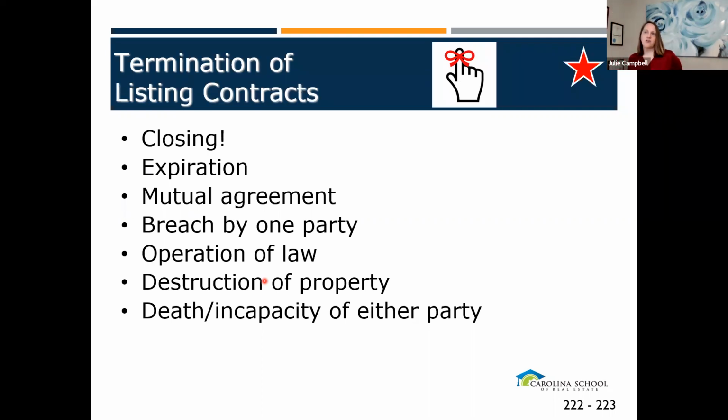Destruction of the property. If the house burns down, I no longer have that house to sell. Or death or incapacity of either party. Remember, the relationship is between the client and the firm. So if the individual agent dies, or if the individual agent's license goes inactive, the show goes on. In order for the firm to die, they're going to have to close their door, or the firm loses their license. So if the firm or the seller dies or is incapacitated, that will also terminate the listing agreement. Questions?